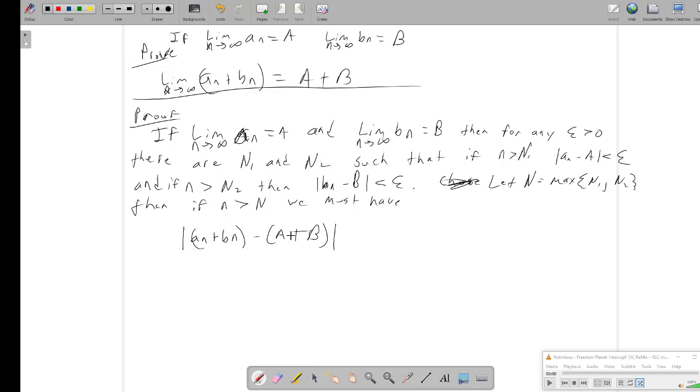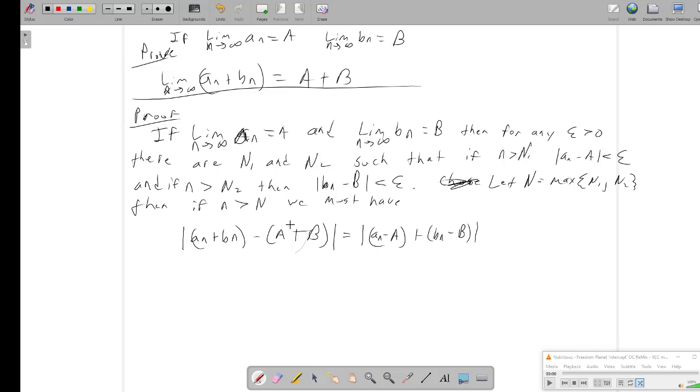This would be the limit statement using the definition, because if this is the limit of this, then this whole subtraction in absolute value has to be less than epsilon. Well, if we rearrange terms, this is a sub n minus a, and b sub n minus b.